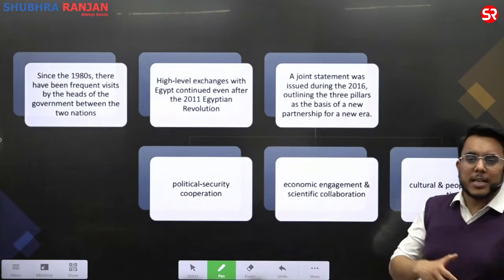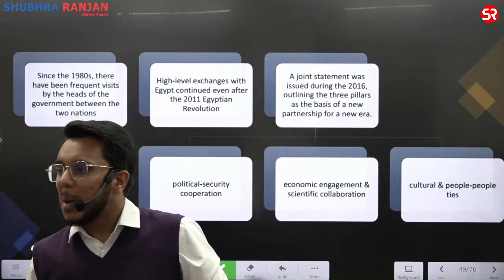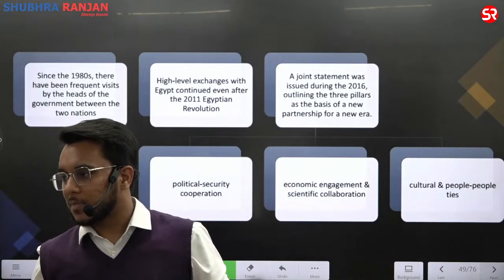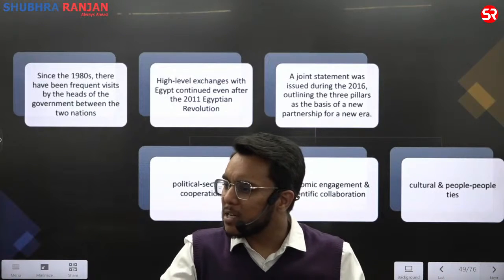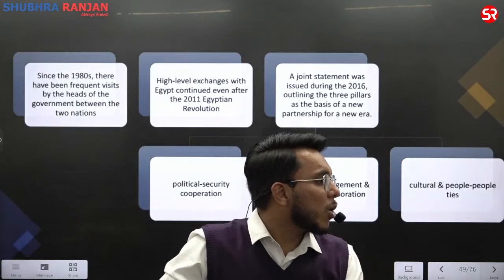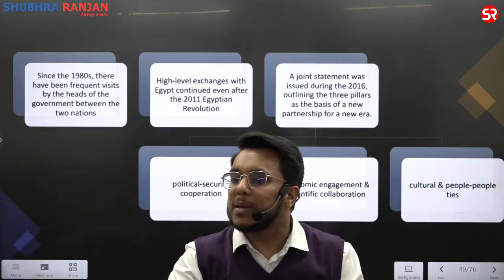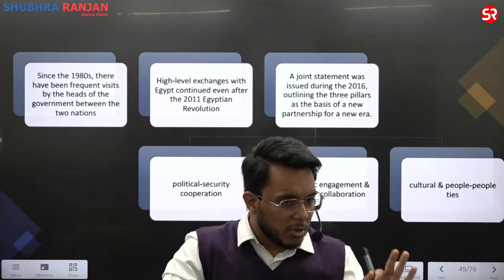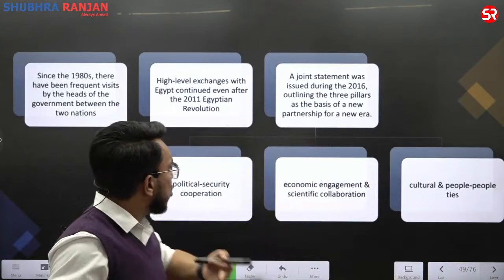दूसरा एक और समझो कि economic cooperation between India and Egypt has also increased. But economic cooperation बहुत ज़्यादा नहीं है. Bilateral trade between India and Egypt is around $7.3 billion per year, which is good, but not that big. समझ में आ रहा है? But we need to scale it up.